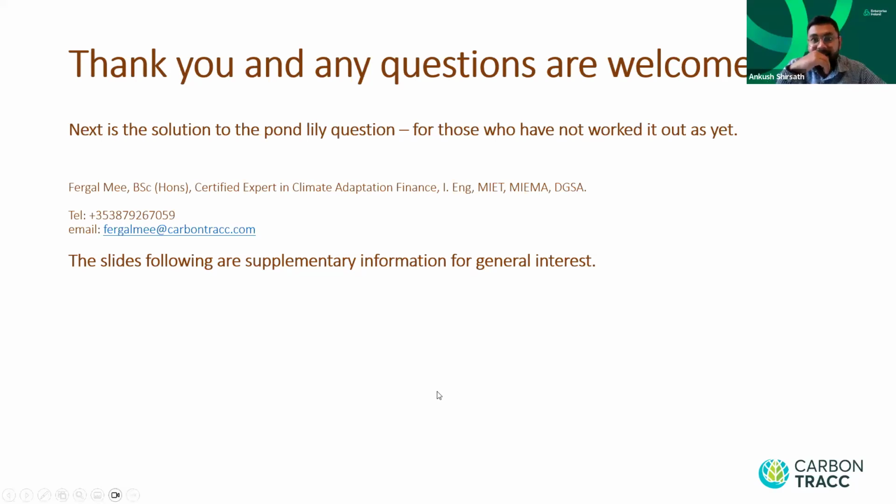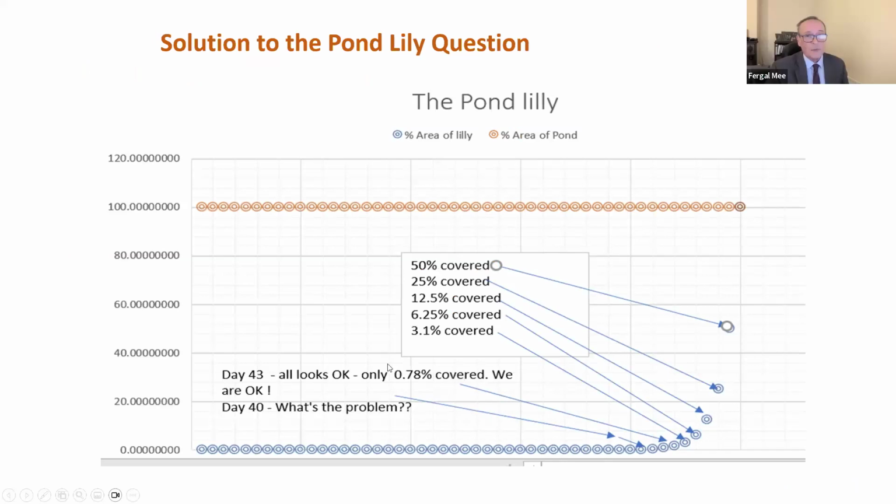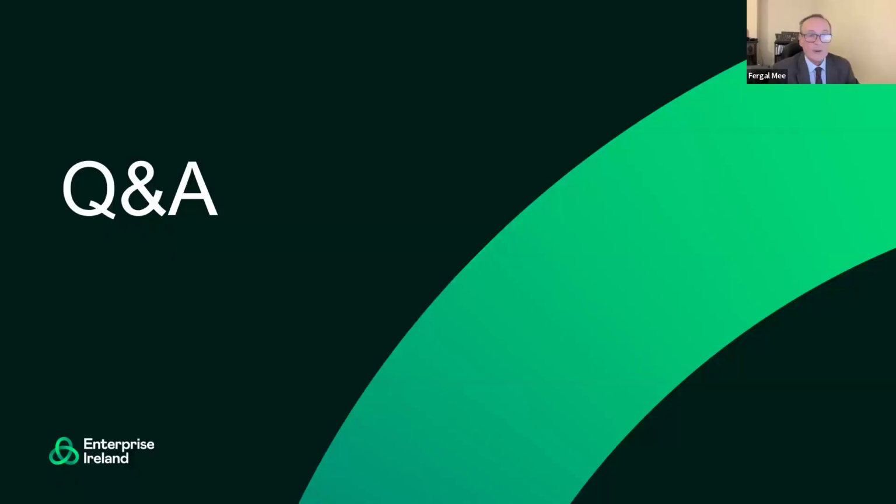Perfect. Thank you so much. This is just a graph of how the pond works. And the problem in climate change, day 40, well, what's the problem with my pond? Day 43, all looks okay. Only 0.78% of the pond is covered by the lilies. Here, 3% covered. Here, 6%, 12%, 25%, 50%. So the pond is just to tell us the scale of the climate change problem. And that's it from Fergal at Carbon Track.